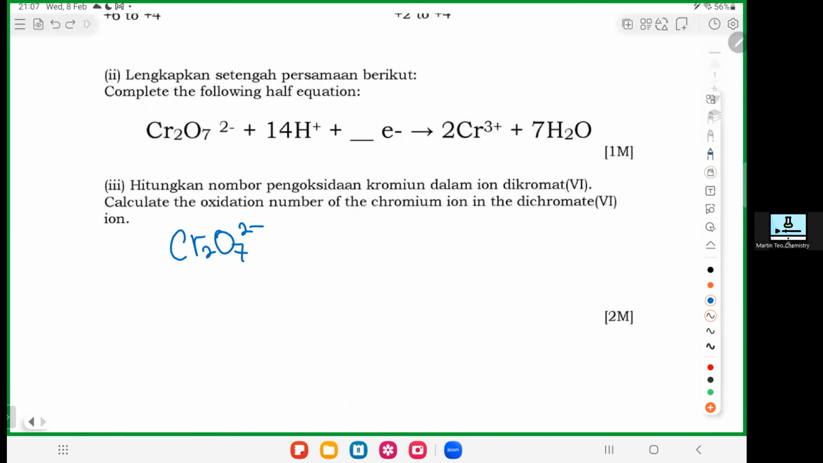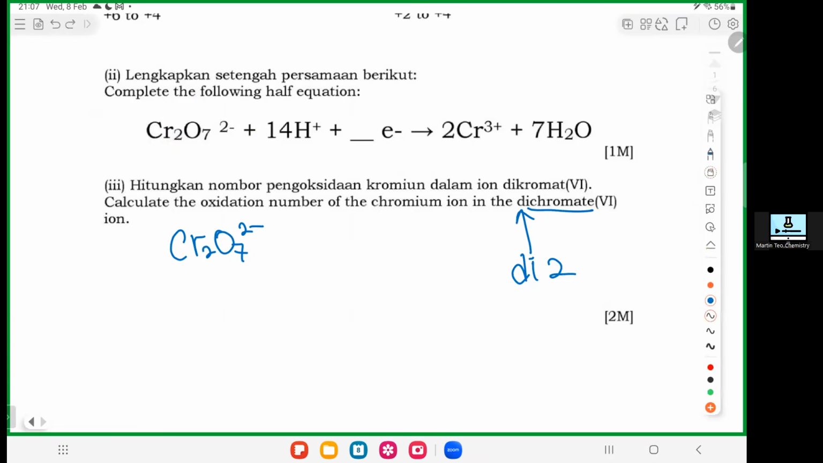But see, they say the chromium in the dichromate ion. So what is dichromate? The word di in chemistry stands for 2. So the Cr needs to have 2 inside the ion. You see, this Cr has 2 inside this ion, so this is called dichromate.